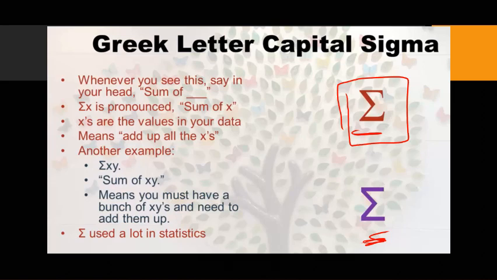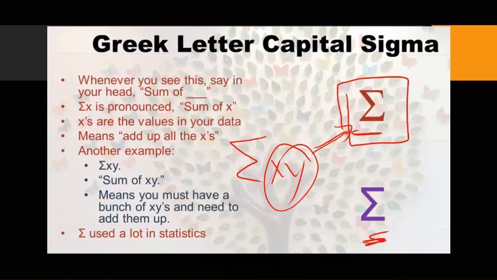Whenever you see it, you should automatically think that this means sum of something, sum of whatever, okay? Because that's all this means. You just have to add up whatever it's telling you to add up. So for example, sometimes you might see this, and then x, y. What does that mean? It just means sum of x, y. So you would have to add up that. You have a bunch of x and y's and you need to add them up.